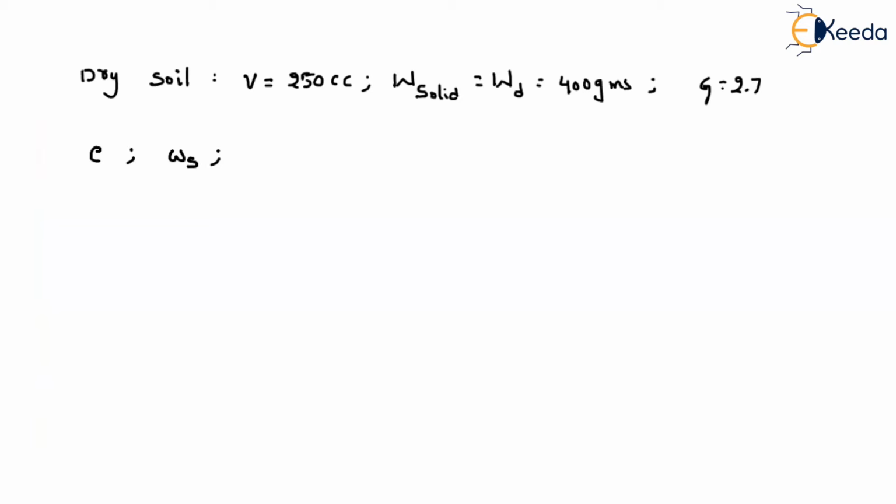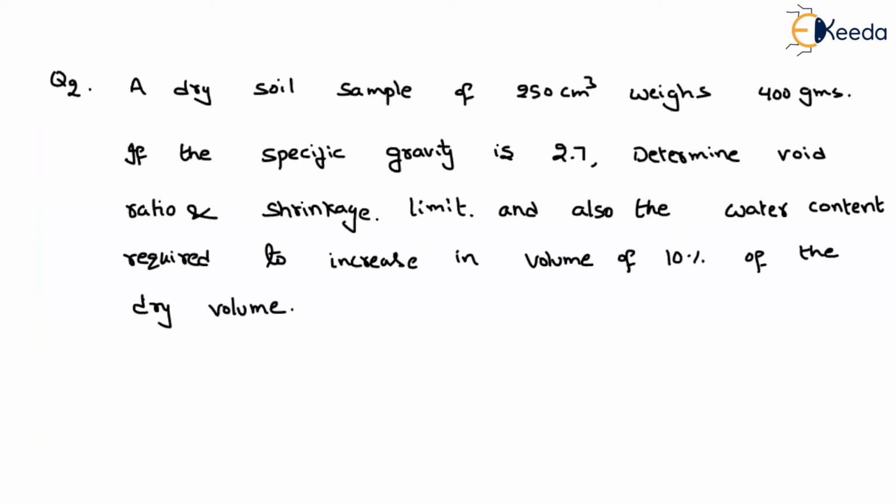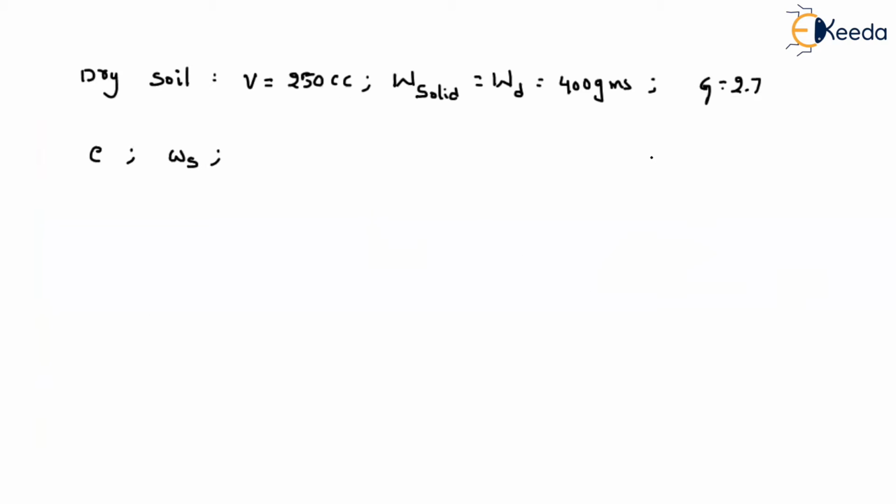And also we have to find the water content. If your volume is increasing by 10%, what water is required to add here? Let us do that part after completion of the void ratio and the shrinkage limit. Okay, now what is meant by void ratio?